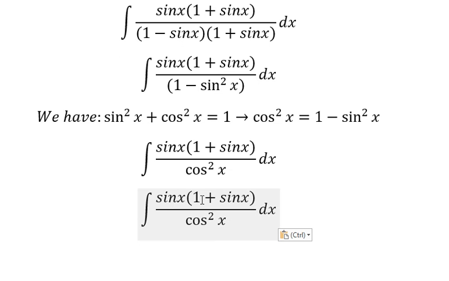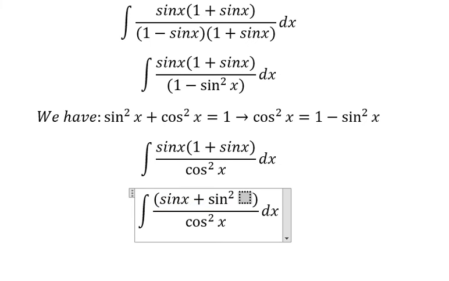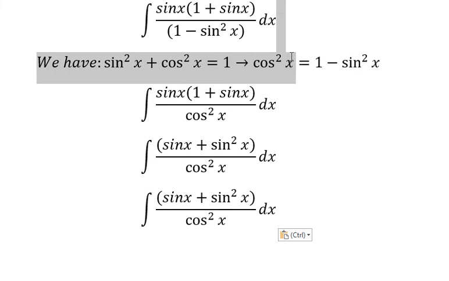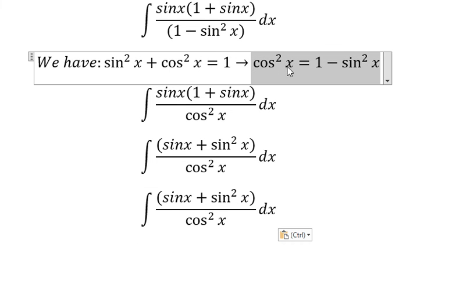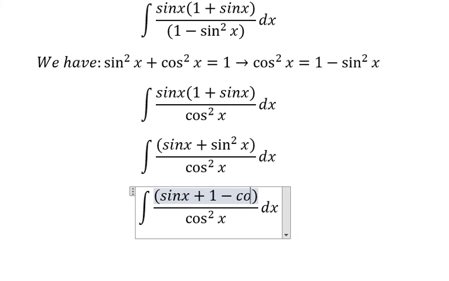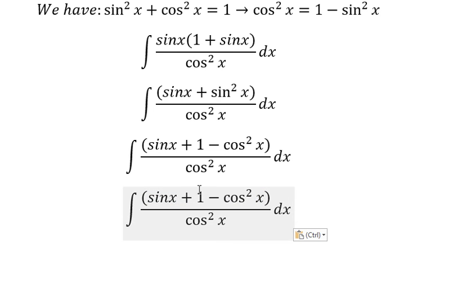So sin x multiplied by 1 and sin x. And now we apply the same formula in here. But this one will be sin squared x, this one will be cosine squared x. So that means sin squared x in here we change into 1 minus cosine squared x. Now we have sin x divided by cosine squared x, 1 divided by cosine squared x, cosine squared x divided by cosine squared x.